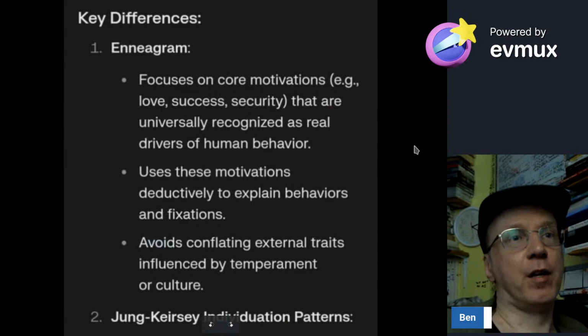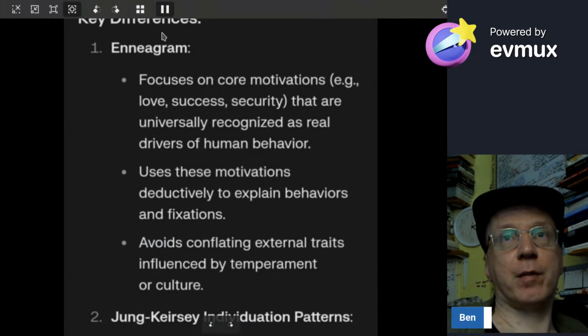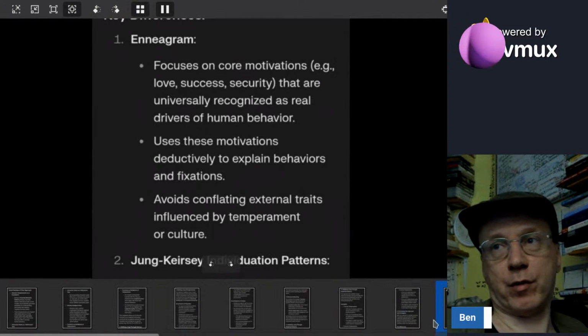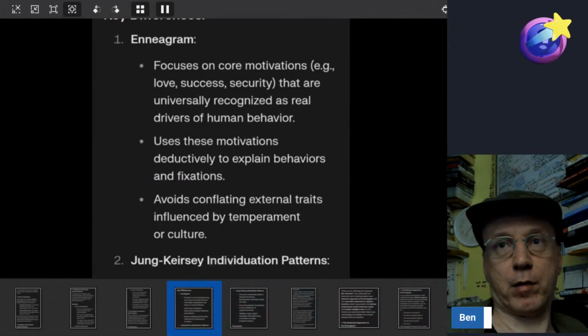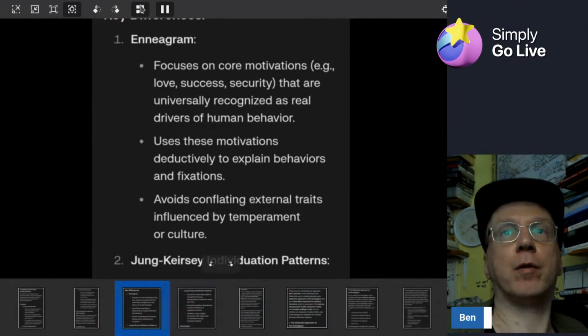Now, key differences. Focus on core motivations. Let me see how I'm going with my progress. So I know how to. What about halfway? Nearly halfway through.